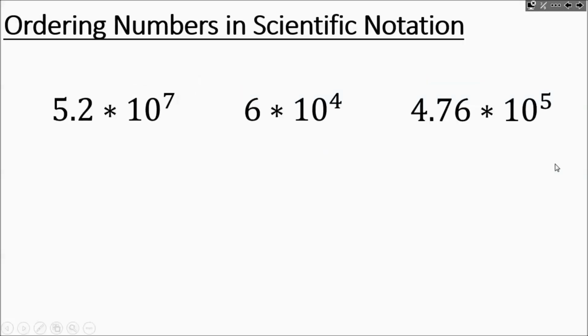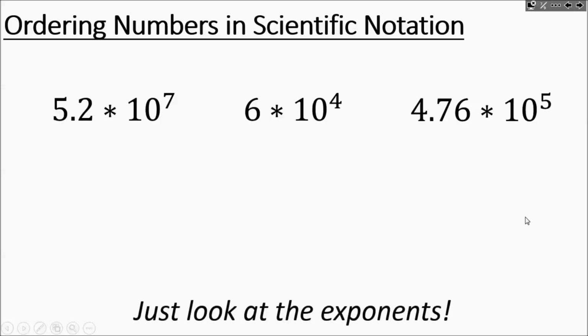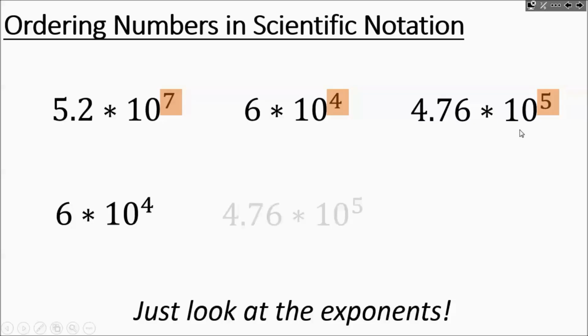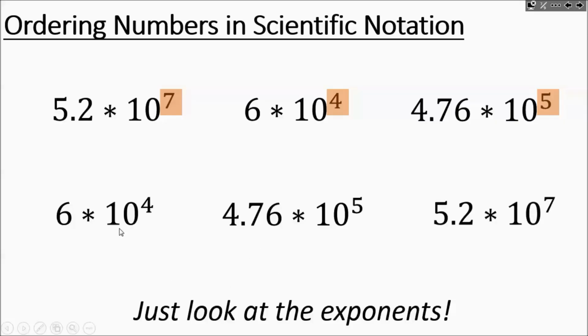So now what we're going to do is talk about ordering numbers in scientific notation. I'm not going to work them out anymore. I know the trick, we're just going to look at the exponents. We have a 4, a 5, and a 7. We're going to write them in that order. 6 times 10 to the 4th, 4 76/100ths times 10 to the 5th, and then 5 2/10 times 10 to the 7th. Now if we wanted to, these are least to greatest. We could put less than symbols in between each of these. 6 times 10 to the 4th is less than 4 76/100ths times 10 to the 5th, which is less than 5 2/10 times 10 to the 7. That's all you need to do.